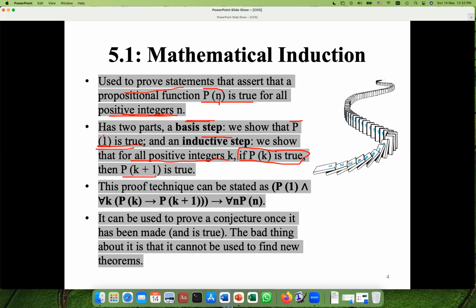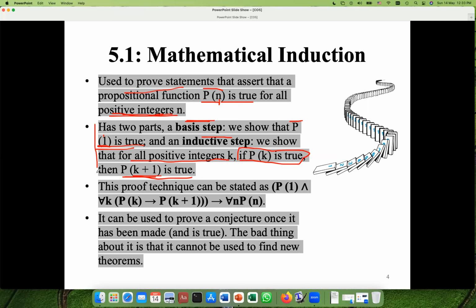You have to apply that assumption on the next step. And if P(k) is true, you have to assume that P(k) is true, and then you have to apply that assumption on P(k+1). And if that is also true, only then you can say that whatever the problem is, that is true for all positive integers.